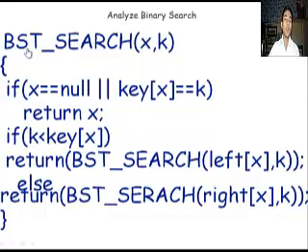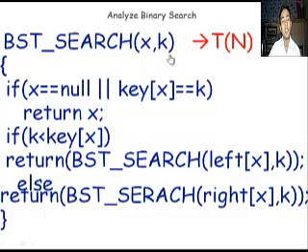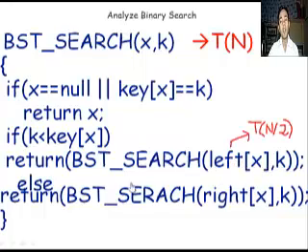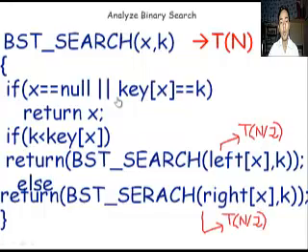If the number of comparisons made in BST search x comma k is T of n, then the number of comparisons made by BST search left of x comma k will be T of n by 2, and the number of comparisons made by BST search right of x comma k will also be T of n by 2. Now let us assume that the time consumed by this statement will be 1 unit, and also the time consumed by this statement will be 1 unit.